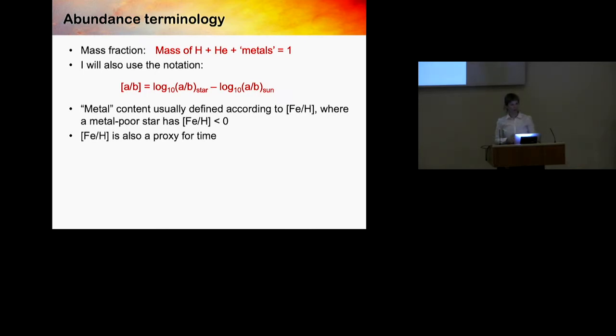For example, the metal content, because we can't measure all the abundances of all the elements inside another star. We can't really do it even in our own sun. So we use the iron over hydrogen square bracket notation as a proxy for the star's global metallicity. If we have a metal poor star, for example, that iron to hydrogen is less than 0. And I'll also use iron to hydrogen as a proxy for time. It's not a perfect proxy for time, but it's good enough for the purposes of my talk today.